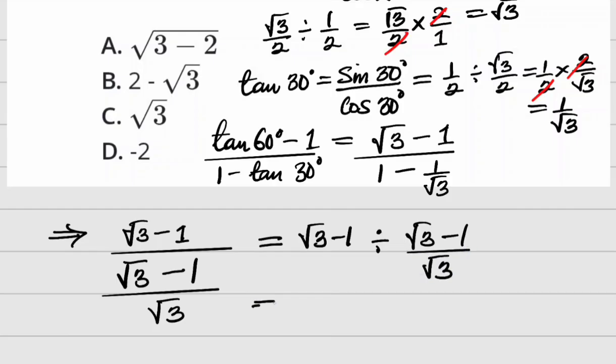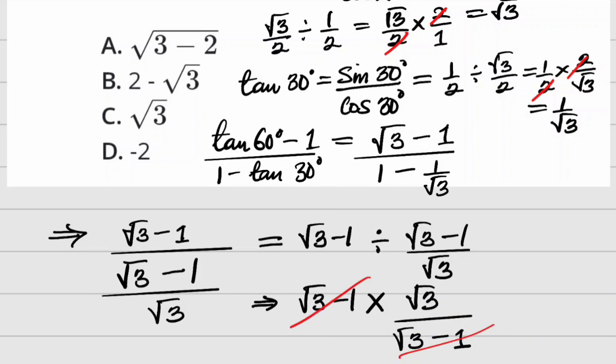To simplify this further, we have root 3 minus 1. Hence, this turns to multiplication, and the reciprocal of this will be written, which is root 3 over root 3 minus 1. From the look, we see that this cancels this. We're having only root 3 left. Hence, our evaluation will be root 3. So the correct answer here is option C.